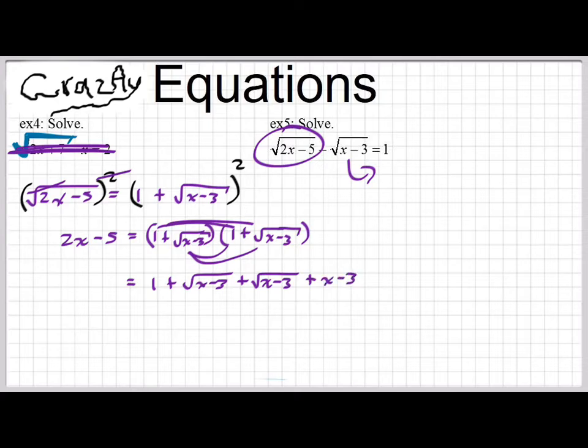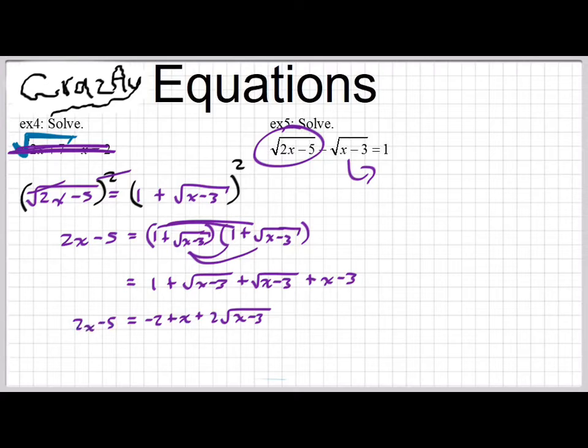All right, let's combine like terms on the right side. I have to go 1 plus negative 3. What is 1 plus negative 3? Negative 2. And then we have that x just chilling. And then we have 2 of those, square root of x minus 3. And on the other side, we have simply 2x minus 5.